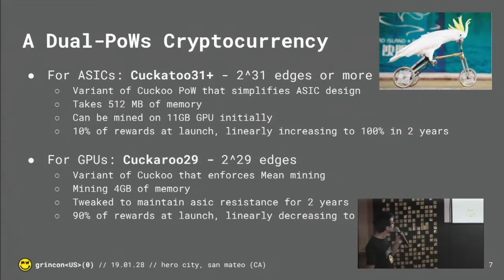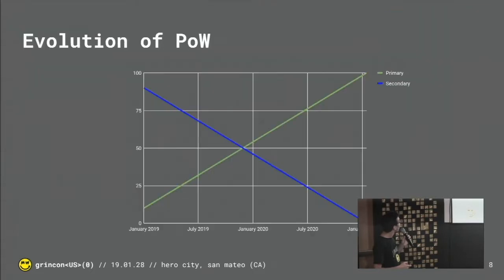The primary proof of work starts at 10% of the reward, and goes up to 100% of the reward in 2 years. And the secondary will decline linearly from 90% as of now to 0 in 2 years. So like that, we really encourage ASIC manufacturers to build ASICs for Grin in the future. Basically it will look like that, meaning that in a year, by January 2020, the primary proof of work, which is ASIC targeted, will be dominant in Grin.